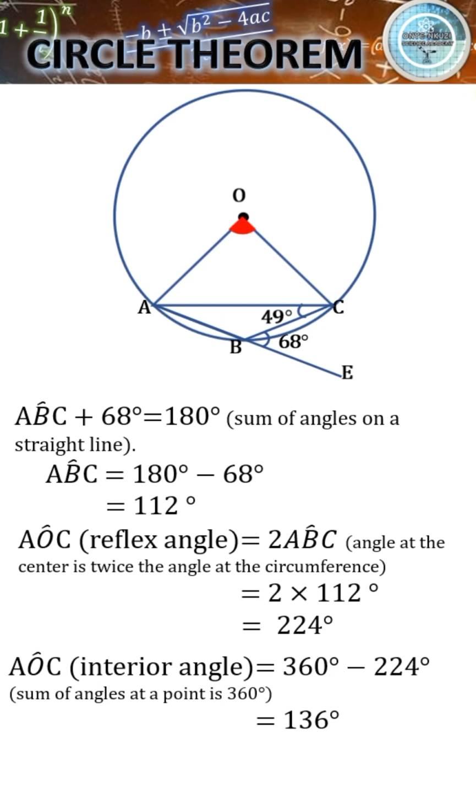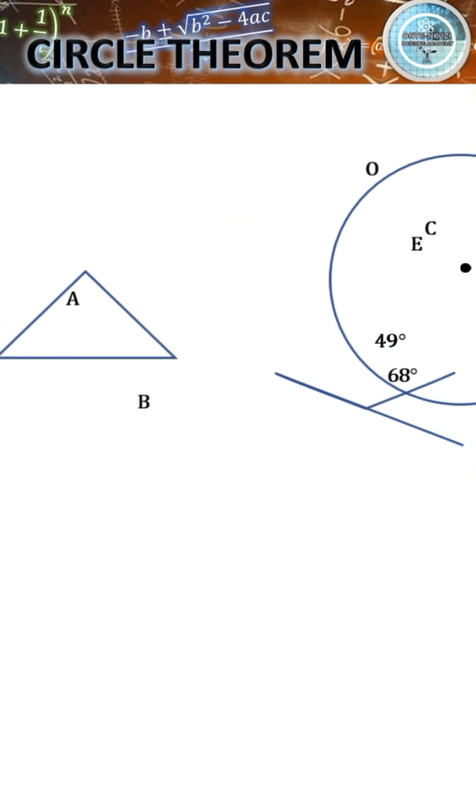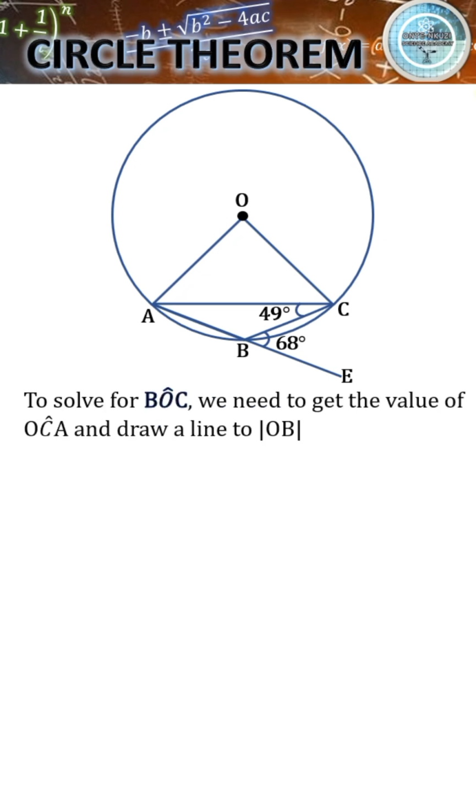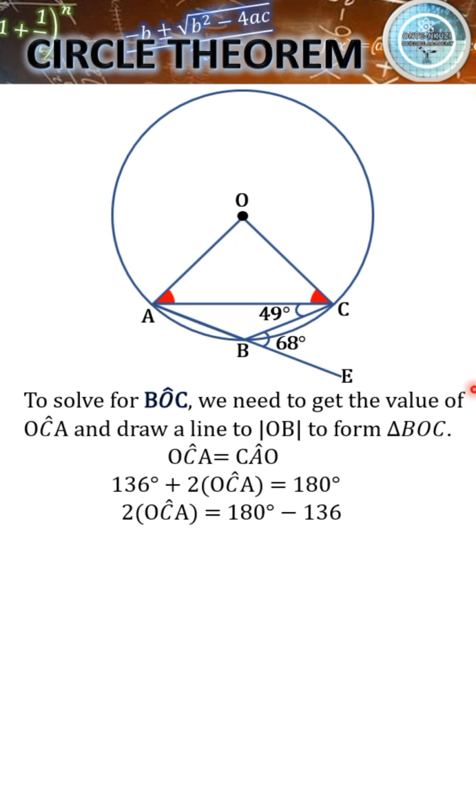Question 2. For us to solve for BOC, we'll need to get the value of OCA and draw a line to OB to form a triangle BOC. Remember that the angle at C and the angle at A are equal because they are radii of the circle. So it's an isosceles triangle. They are equal. So OCA is equal to CAO. So when we solve, we have OCA to be 22.